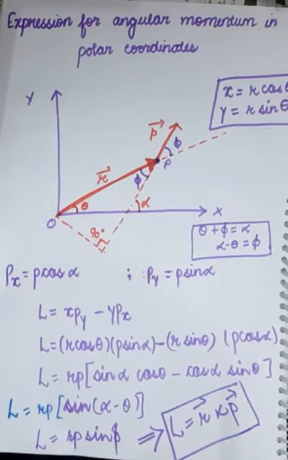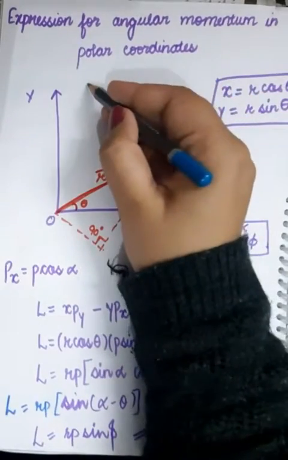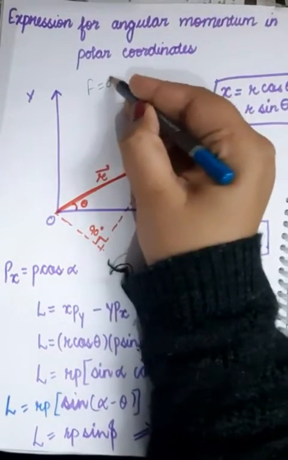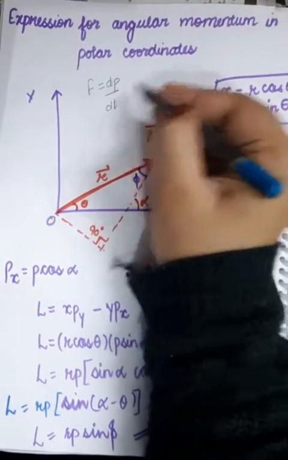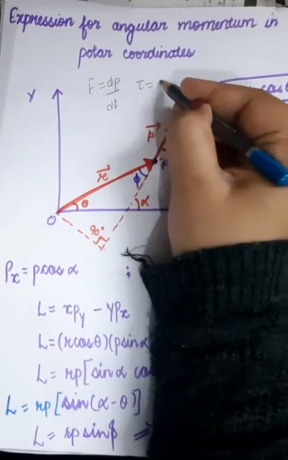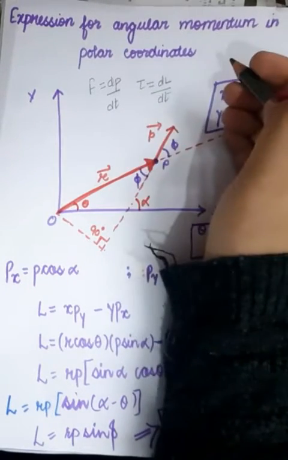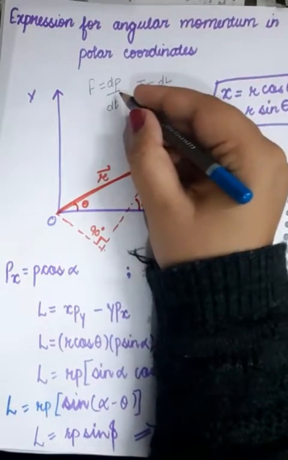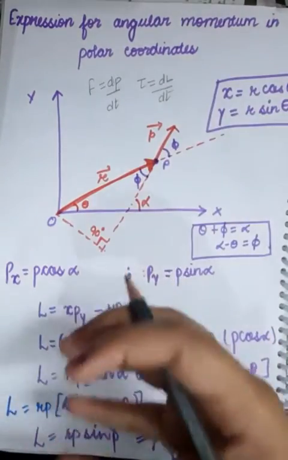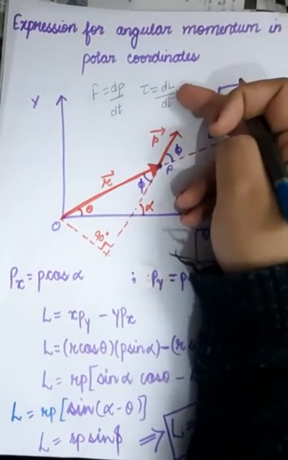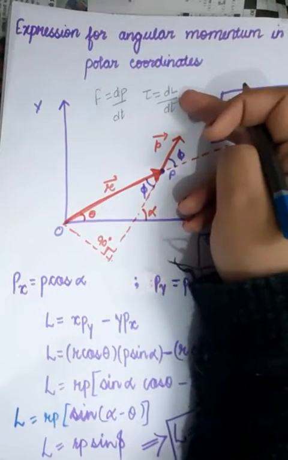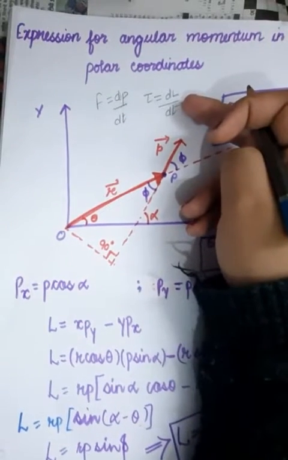Hello students, this video is in continuation with the previous one where we had discussed angular momentum. We discussed that just like force is the derivative of linear momentum, the same way torque is the derivative of angular momentum. So L is a symbol for angular momentum. Linear momentum keeps the body in linear motion. Angular momentum keeps the body in circular motion, rotational motion.